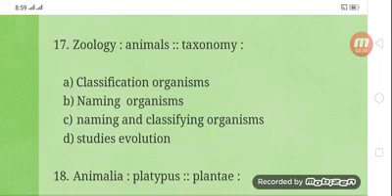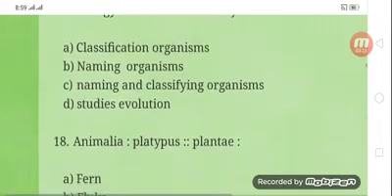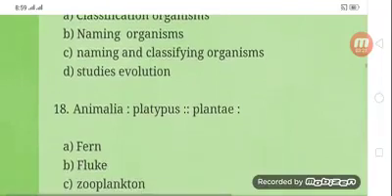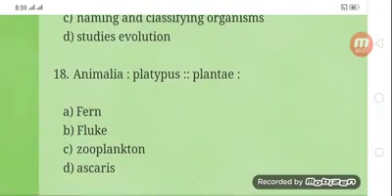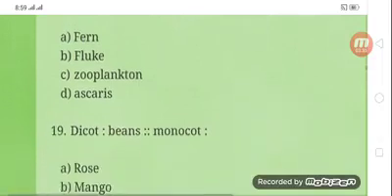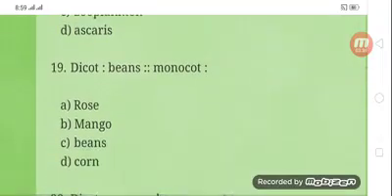Oh, it's letter C, because taxonomy studies about the binomial nomenclature. So it's like naming and classifying organisms, not just only naming and not only classifying, but both. Okay, so the answer here is letter C. Next one, we have Animalia, Platypus. Okay, example of Animalia. Platypus, Plantae is fern. Fluke, zooplankton, and ascaris are Animalia.